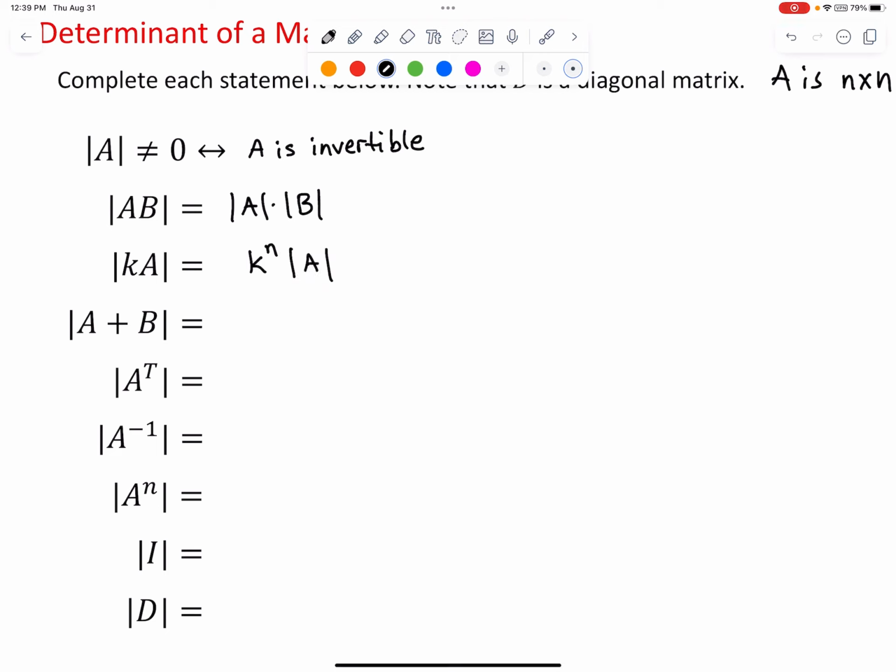Now the determinant of a sum. It's tempting to guess that that determinant will be the sum of the determinants, but it turns out that's not the case. So let's go ahead and put a slash through this one. The determinant of a sum cannot be broken down into the sum of the determinants. So be careful about that. There are cases where this is true, but in general it's not true.